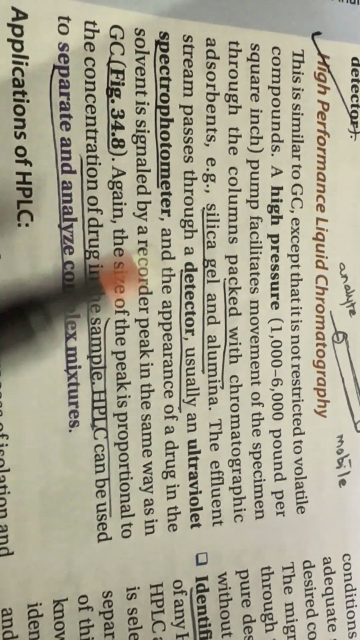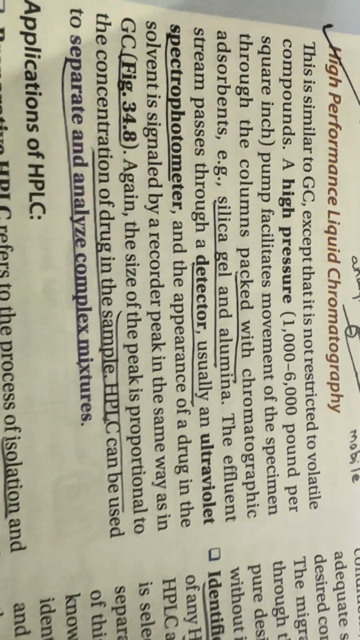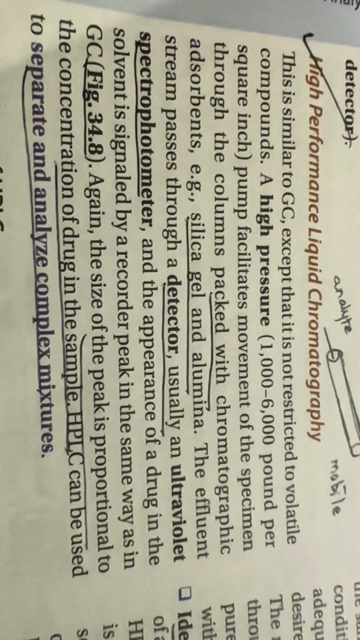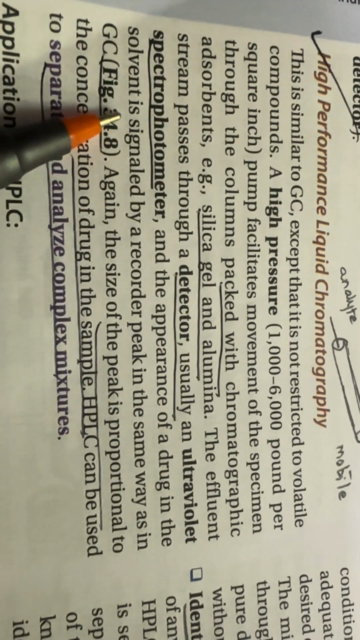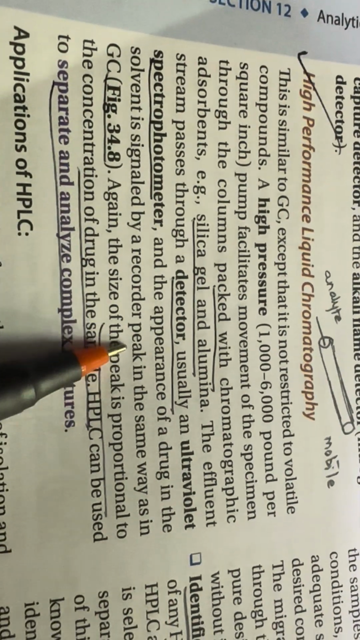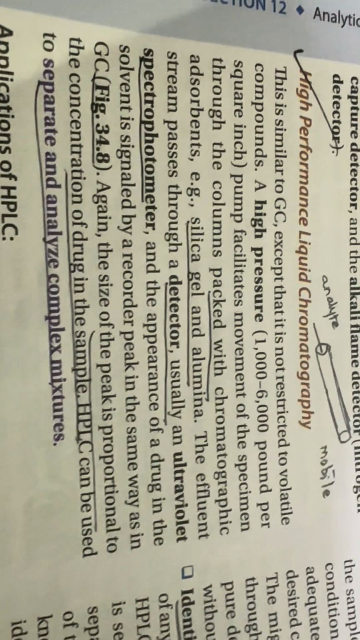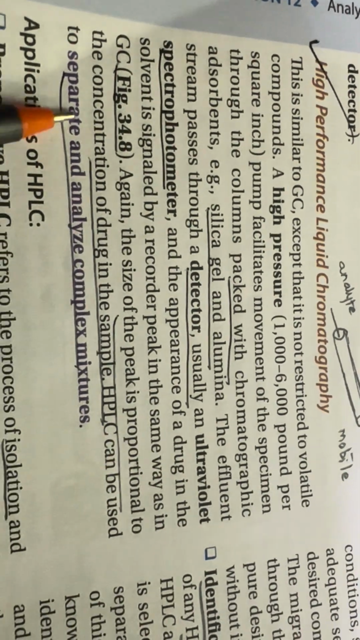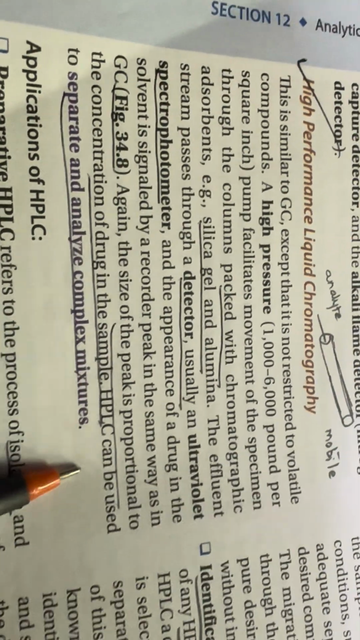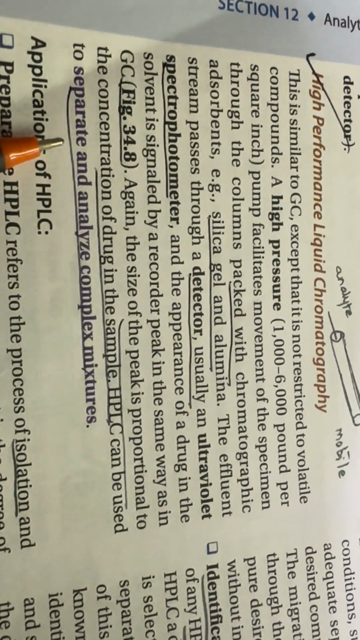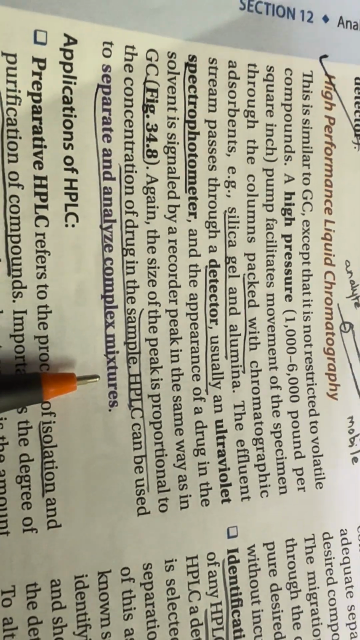Usually that detector is an ultraviolet spectrophotometer, and the appearance of a drug in the solvent is signaled by a recorder peak, in the same way as in chromatography. Again, the size of the peak is proportional to the concentration of the drug in the sample. HPLC can be used to separate and analyze complex mixtures.